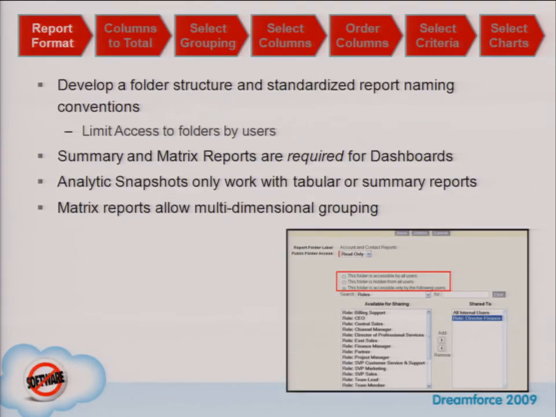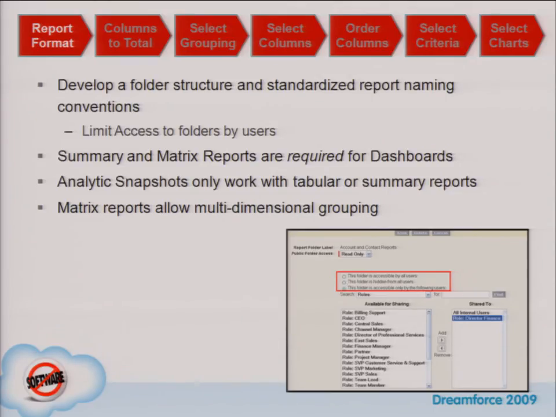So the first thing we start with is our report format. And it's really important that you develop some of these key structuring features right off the bat so that your users know what to look for and that you can, as an administrator, manage who sees which report and when. There are also a few types of reports you should know about, and that would be summary and matrix. Those are actually required for dashboards. Tabular, I think of reports as something you would see every day, just a basic list of the information in your system. Your summary and matrix reports are a little bit more advanced.